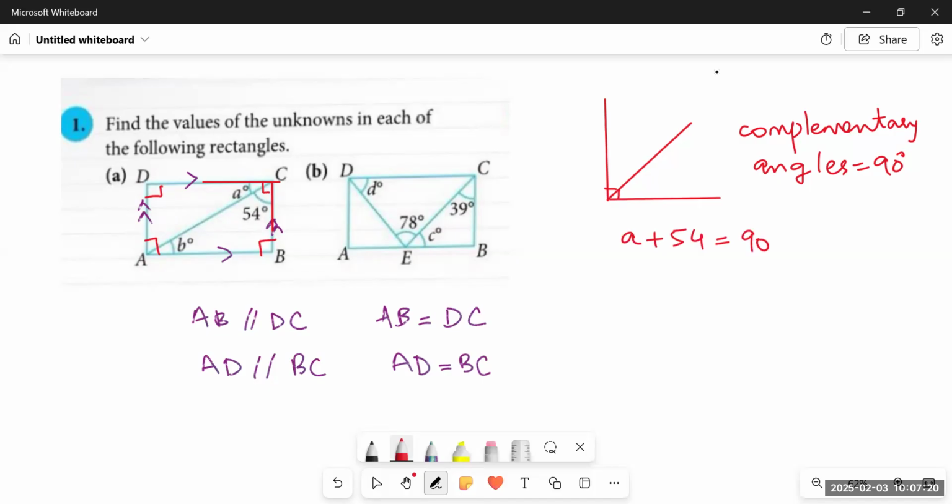So if any of the angles is split by any diagonal line, it means the sum of all the angles forming at that particular point would be 90 degrees. So if we just add up all the angles at any corner, at any vertex of a rectangle, it would have a sum of 90 degrees. So we can easily find angle A using this equation. A plus 54 is equal to 90. Later what we'll do, we'll subtract 54 from 90, and here you go. A is equal to 36 degrees. You see, this is how we can easily find out angle A.